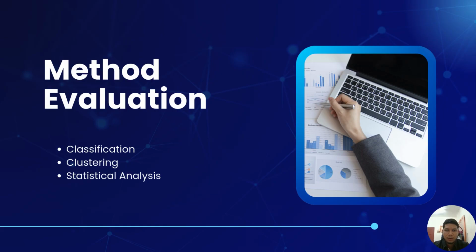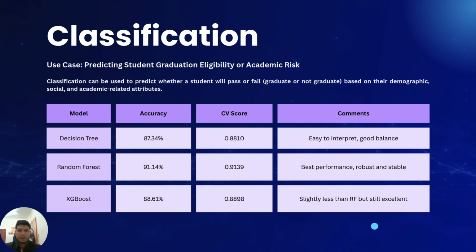There are three main methods of evaluation we used here: classification, clustering, and statistical analysis. The first method is classification. For classification, we compared three models: decision tree, random forest, and XGBoost. Random forest gave us the best result, with 91.14% accuracy and a cross-validation score of 0.9139, making it our top performer. It's robust, stable, and ideal for this kind of data.